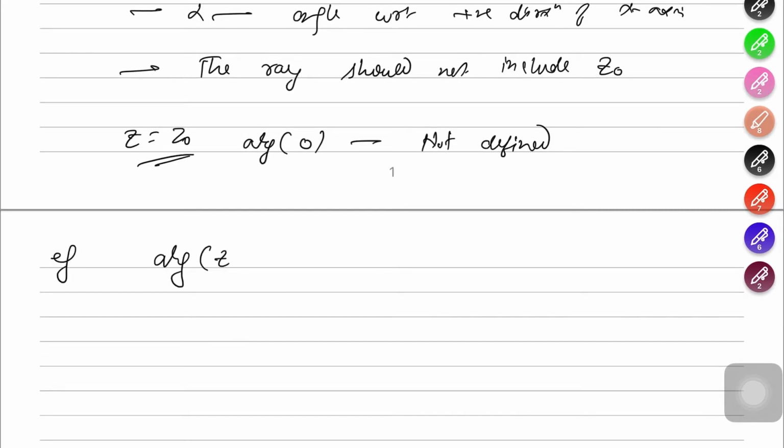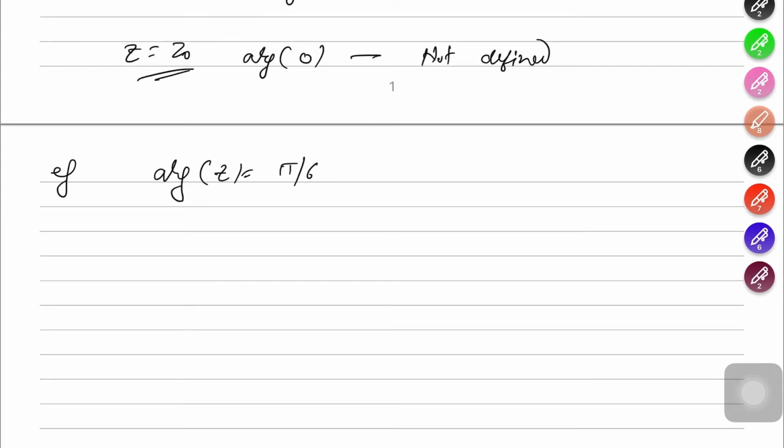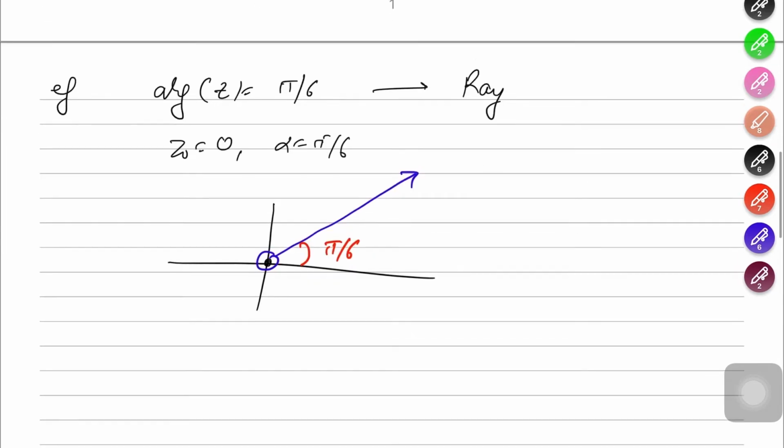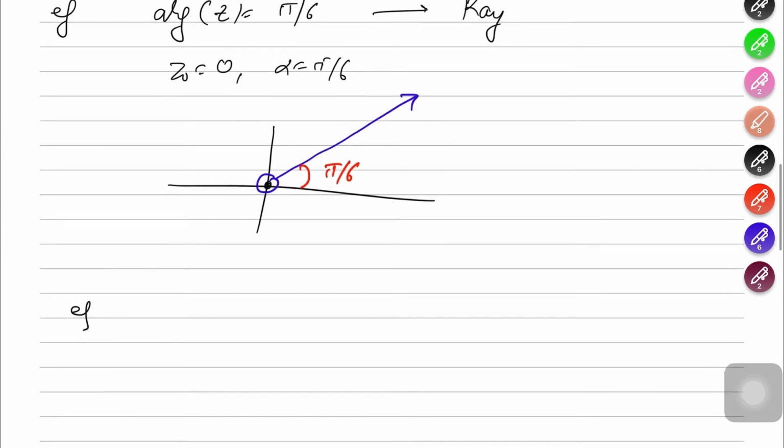Let's say argument of z is equal to pi by 6. Obviously here z naught is equal to 0 and alpha is equal to pi by 6. So it represents a ray originating from z naught but not including z naught, that is, originating from the origin but not including the origin, and this angle is pi by 6. So this equation is basically a ray. Okay, let's take a few more examples.